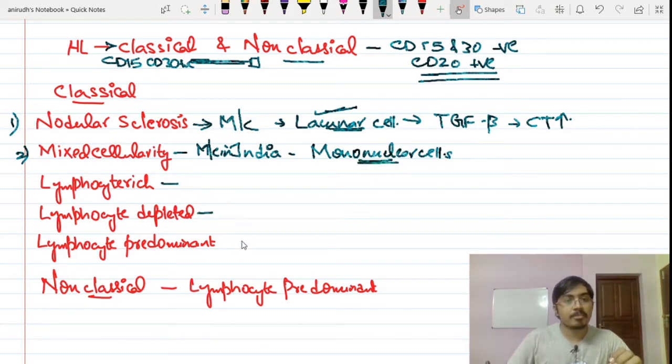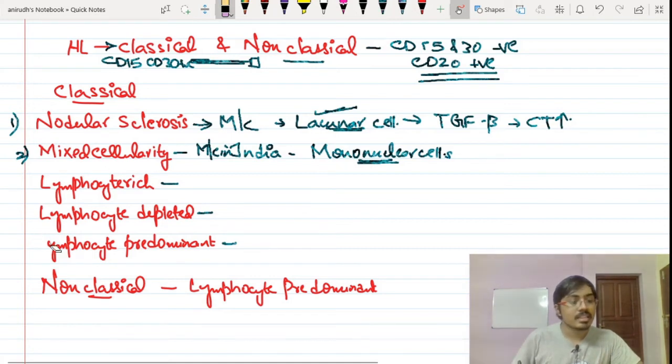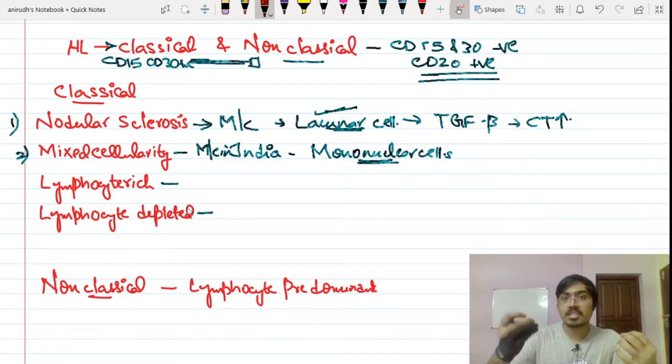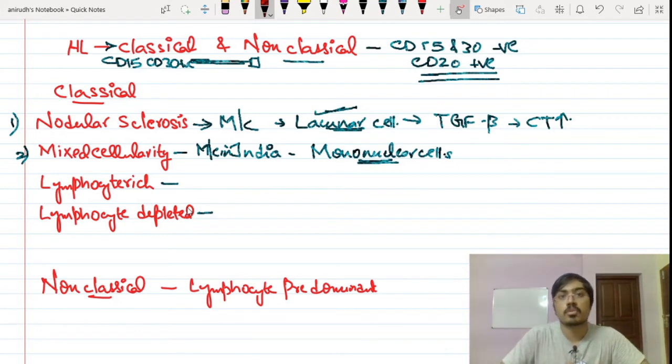Lymphocyte rich, lymphocyte depleted, lymphocyte predominant. This is a part of non-classical, right? If I tell you that if the number of lymphocytes are increasing, it is seen that it is having a better prognosis. So prognosis is proportional to the number of lymphocytes, just an understanding that we can have so as to get this correct.